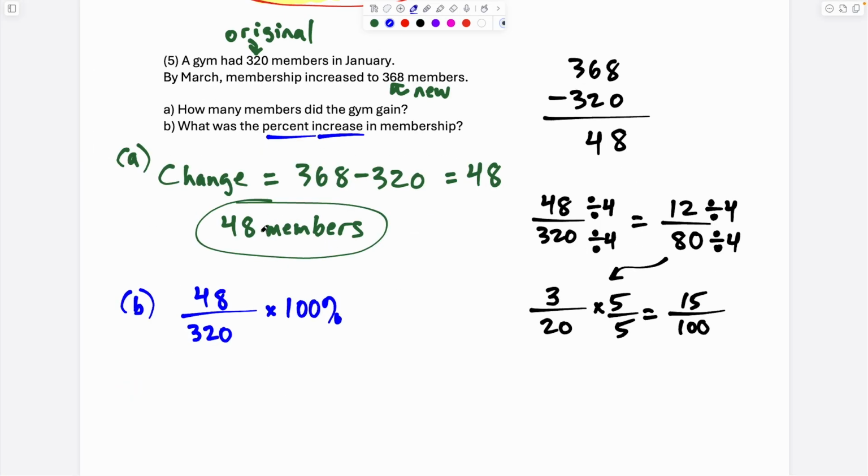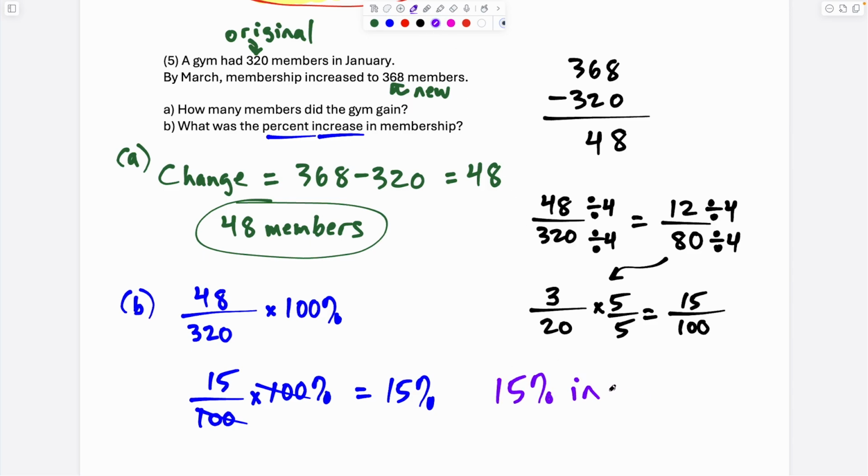So now we could close out part B. So we're going to take 48 over 320, and we're going to write it in this form here, the 15 over 100. And now we just multiply by 100%. When we multiply 100 over 100, these terms cancel, and this gives us 15%. But the question was asking, what was the percent increase in membership? I'll just write the answer formally over here. I'm going to say 15% increase. Okay, so I'm just going to write out the answer nicely. I'm going to use the exact language in the question. So this is what I'm writing for part B.